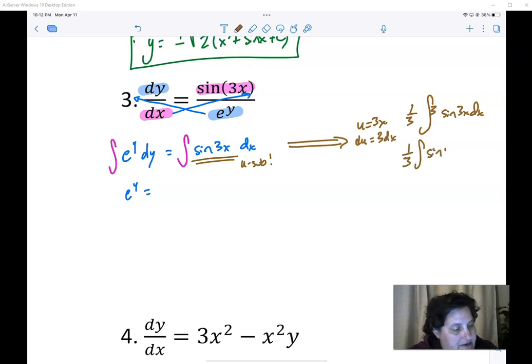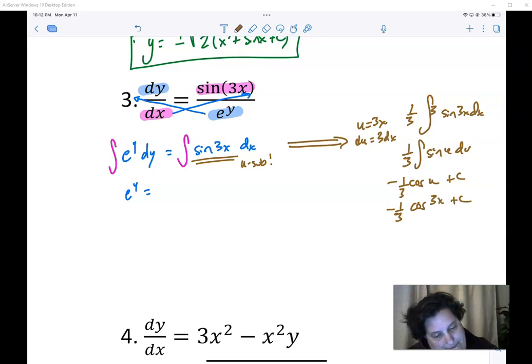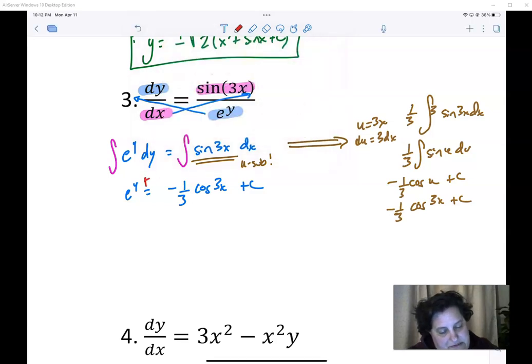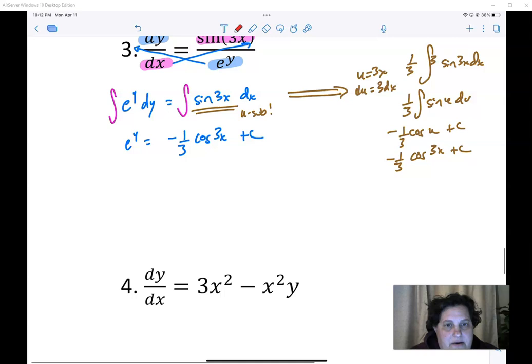And then this is sine u du. And we know that the integral of sine is negative cosine of u. And then we can go back in and put the 3x. So it's negative 1/3 cosine 3x plus c. So let's go put that over here. Negative 1/3 cosine of 3x plus c. And again, remember, I don't have to put a plus c here and a plus c here. I can just put one constant. So I'm chilling. And then you guys, how do I get rid of an e?